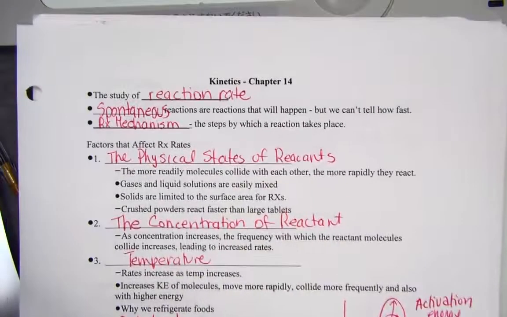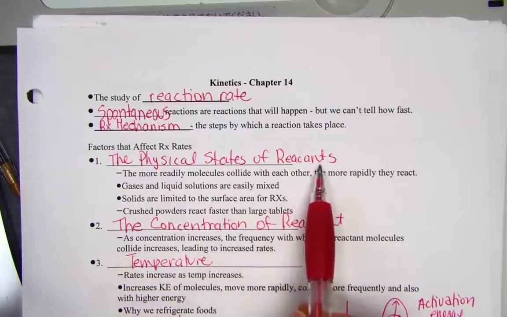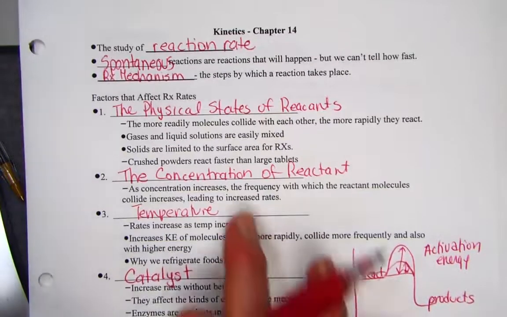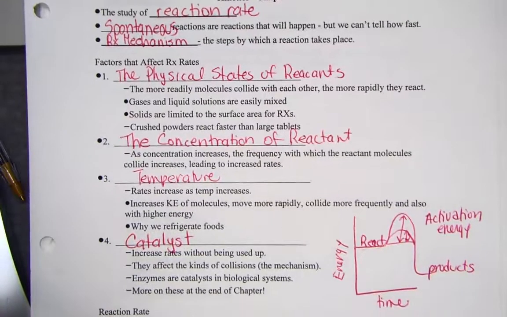So the four factors that affect reaction rate: the physical states of reactants. Are they solids? Are they liquids? Are they gases? We know the more energy they have, such as gas molecules, the more likely they are to collide. Number 2, the concentration of reactants. As concentration increases, we're more likely to have collisions, and therefore rates will increase. We can increase temperature, causing more energy in those molecules to collide more frequently. Or the fourth one, we could add a catalyst to speed things up.